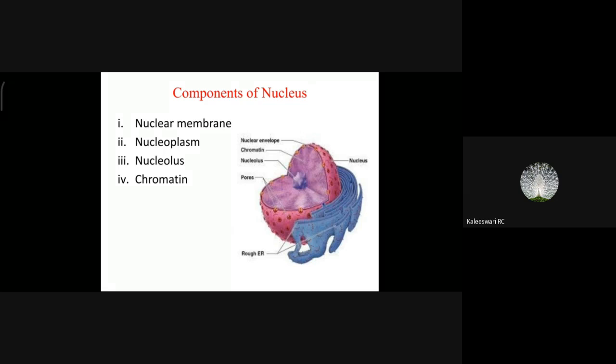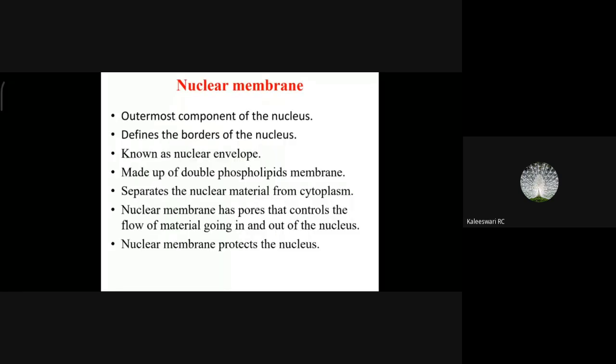Just like a cell has a nucleus in the middle of the cell, the nucleus also has a nucleolus in the middle. And it has a cover known as the nuclear envelope, and nucleoplasm, just like cytoplasm, and it contains chromatin. Chromatin we are going to discuss in some detail. So let's proceed.